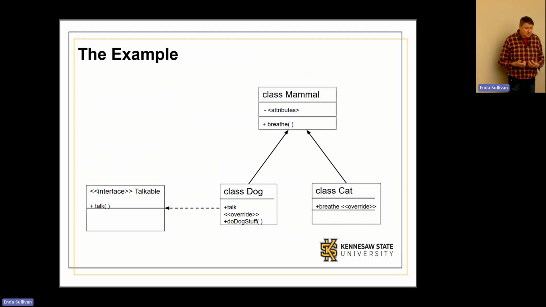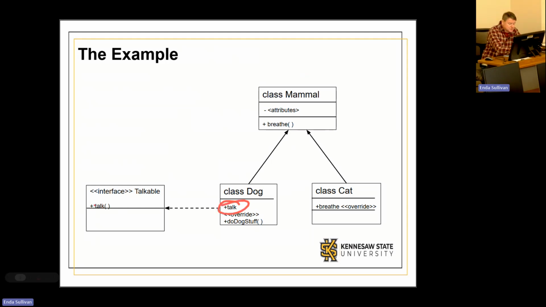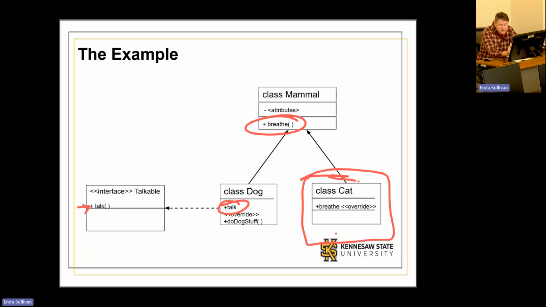So if we look at our class dog, it must have a talk method because of the interface out to the right. This talk method that we're getting here is coming from here. And then it also has to inherit the breathe method from above, so it naturally knows how to do that. We're not overriding the breathe method here because we're happy with what we got from the parent. When we look at the class for the cat, on the other hand, we see that that class did override breathe because it's not happy with the way that it works. And then finally, we can see that the dog is also doing some doggy stuff.